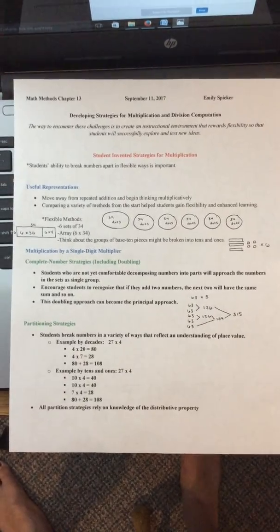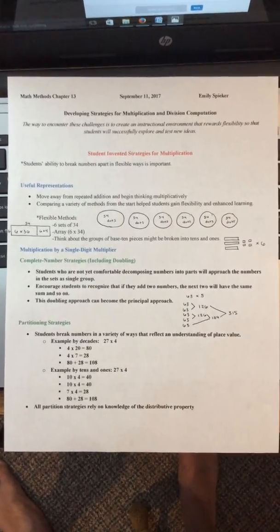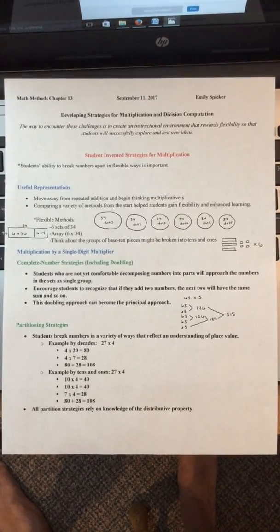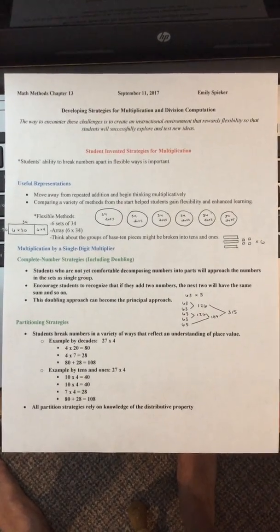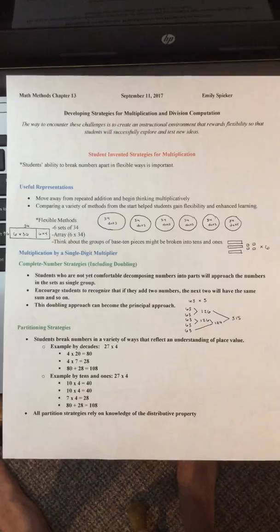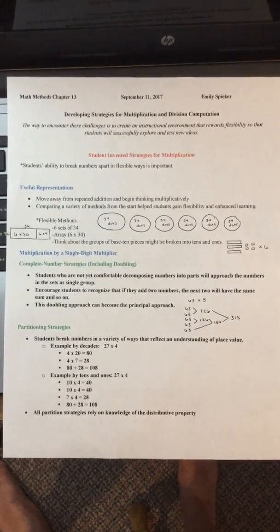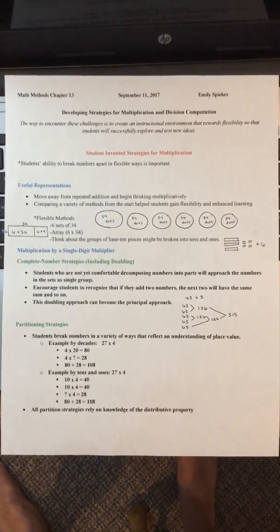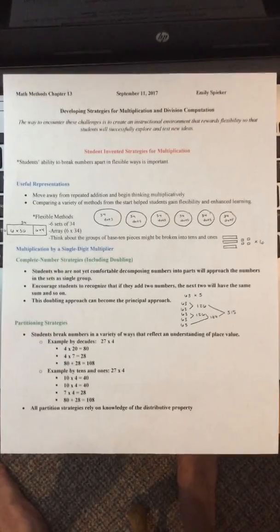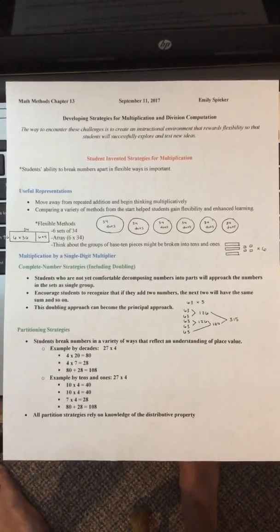This week in Math Methods 2, we discussed Chapter 13, entitled Developing Strategies for Multiplication and Division Computation. Two big ideas that I felt were prominent were, first of all, identifying models and approaches for working up to the multiplication algorithm, and second, computational estimation.